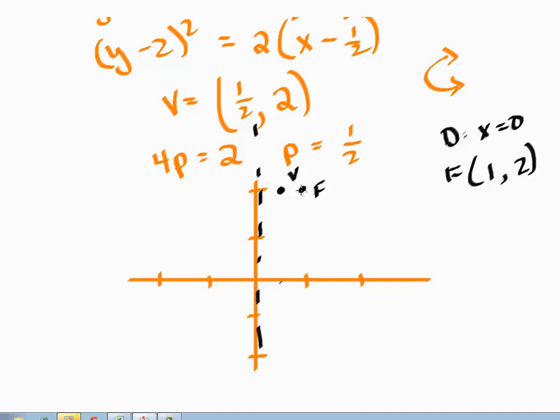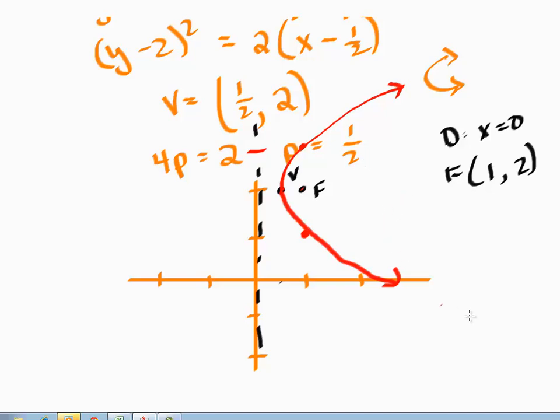Okay, so now the last thing to do is find my focal width. Remember, my focal width is going to be 2p. Well, 2p is 1, so from my focus, I'm going to go up 1 here, down 1 here. Those are 2 points on my graph, and I graph it through the vertex and those 2 points. And that's graphing a pretty ugly looking equation initially, but it's not too bad.